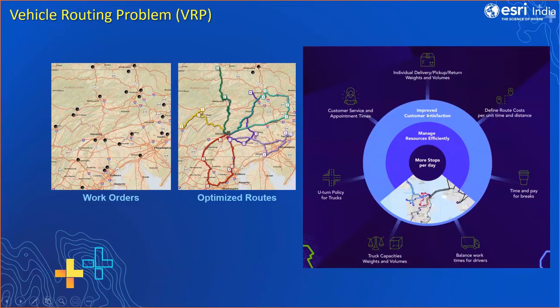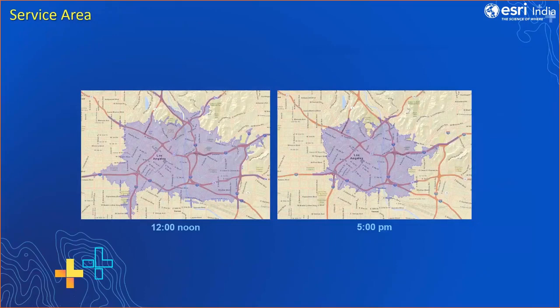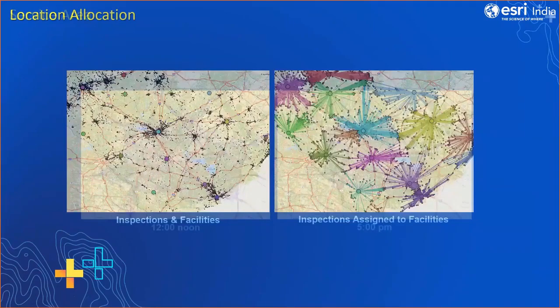And this is another example of service area, in which you can find out, let us say I have a fire station, what is the area it could serve if it is 12 noon or 5 p.m. Depending upon the time and traffic, I can decide how fast I can reach an incident in case of fire.